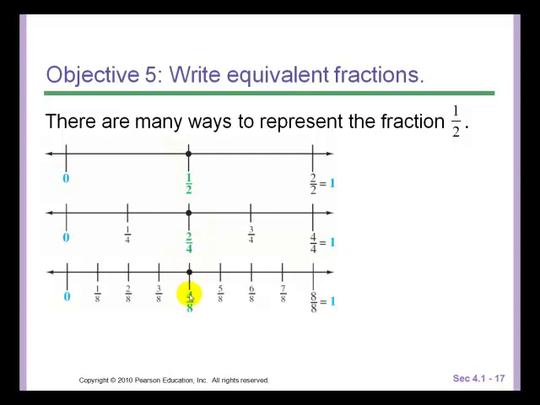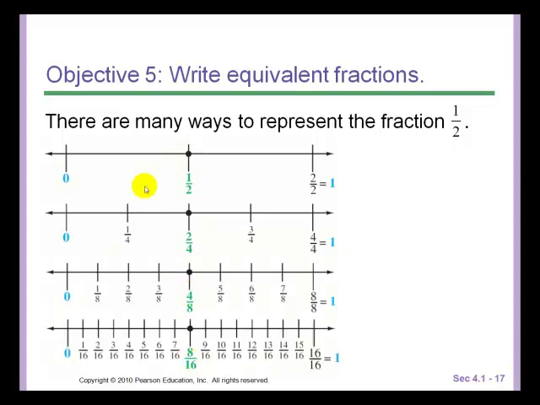We could do the same thing with eighths and sixteenths. In all cases, we're at the same location between 0 and 1, but we can represent them with different fractions: 1/2, 2/4, 4/8, and 8/16. This is an example of an equivalent fraction. All 4 fractions represent the same number. The difference is how many pieces the 1 has been divided into. Here, 0 to 1, we're dividing it into 2 pieces. Here, we're dividing it into 4 pieces.